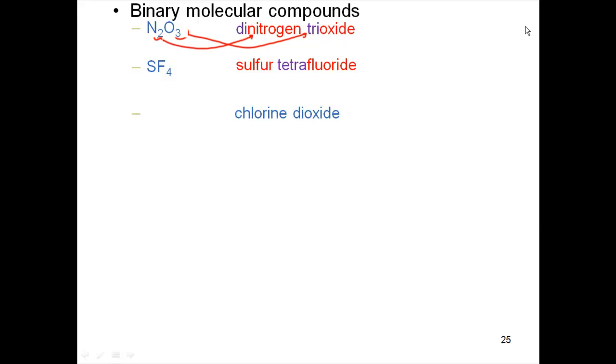Chlorine dioxide. I say going from the words to the formula is real easy. You just read what's there. You got chlorine, I got one of them, and then I got dioxide, meaning 2 oxygens. So straightforward writing, ClO2.